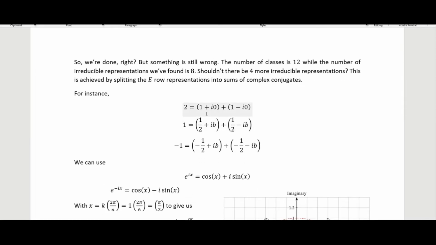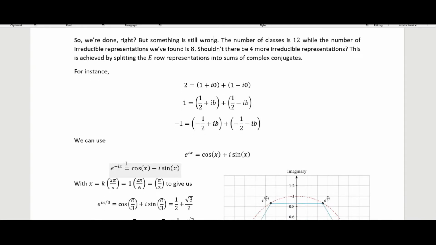And so 2 equals 1 plus 0i plus 1 minus 0i. So the i's just cancel out because of the zeros, and we get 2. 1 equals half plus ib plus half minus ib. Minus half equals minus half plus ib plus minus half minus ib. In both of these cases, the plus ib and minus ib will cancel each other out.